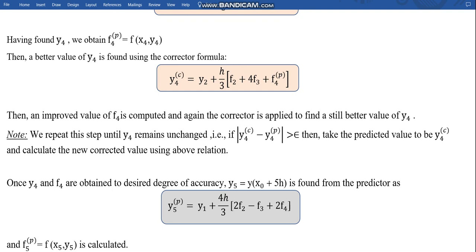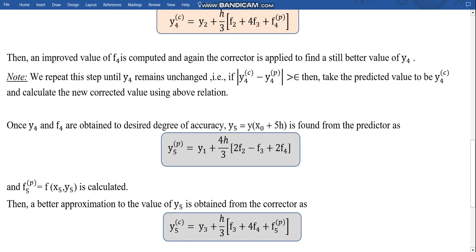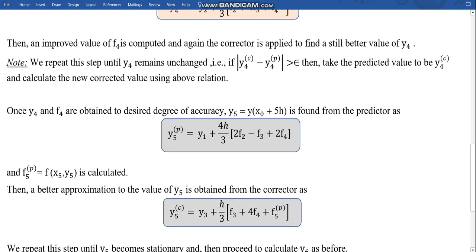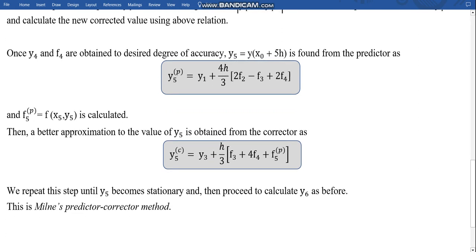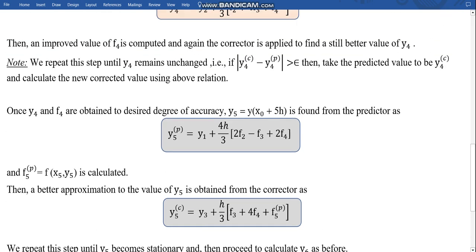So once we have found out our y4 and f4, we could find the next value approximation of y5, that is x0 plus 5h, which is found from the predictor method, which is given by y5 at p, and the corrector method, that is y5 at c. So this method is repeated again and again for y6, y7, and you can find out the predicted and the corrected values accordingly. So this was our Milne's predictor and corrector method.